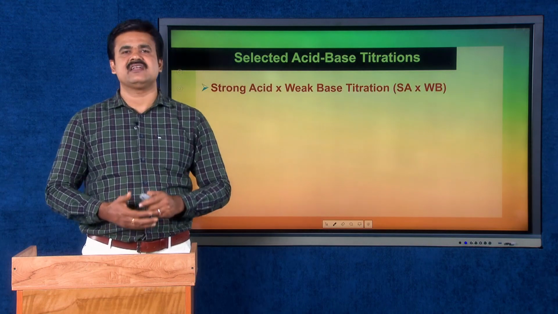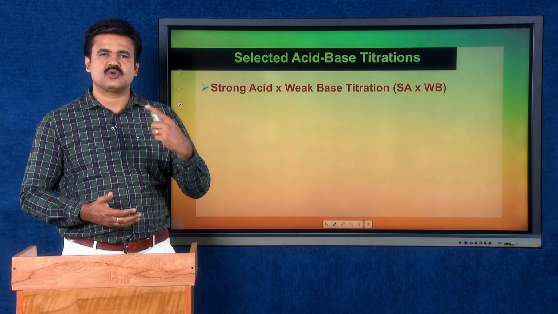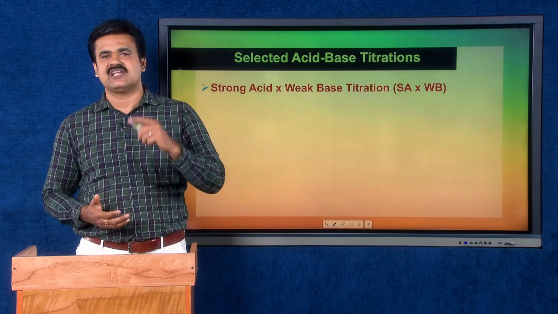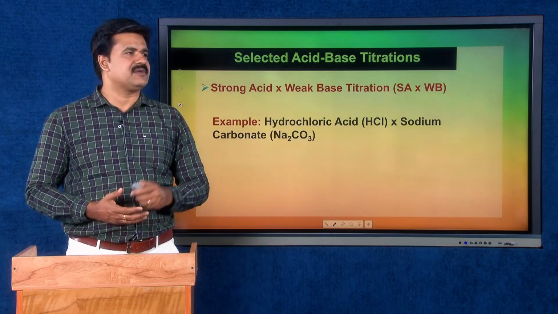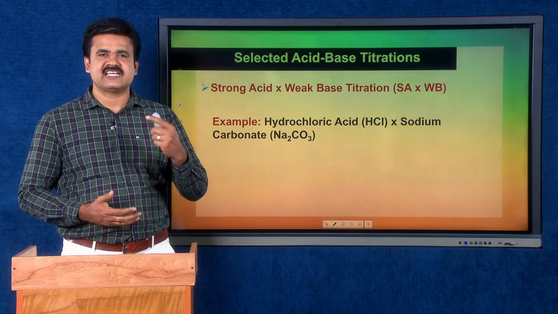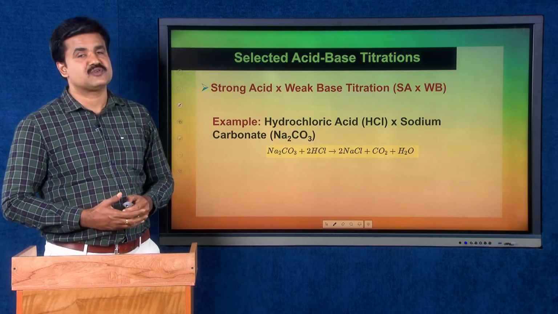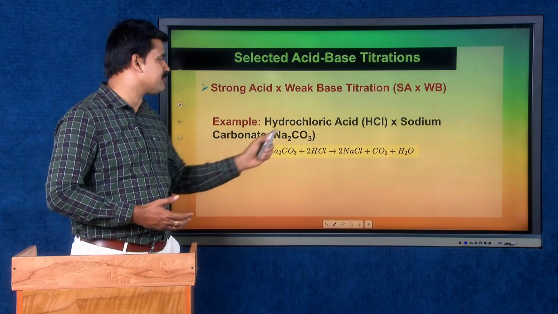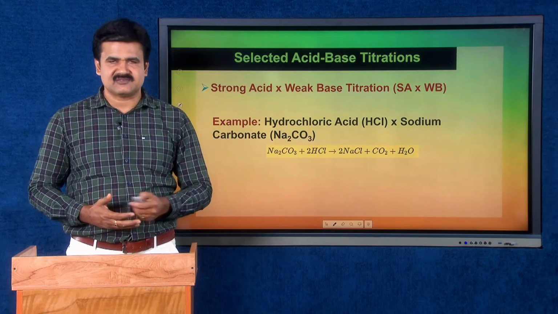And the second type of acid base titration is strong acid against weak base titration, abbreviated as SA against WB. Here, a typical example is hydrochloric acid titrated against sodium carbonate, which is a weak base. This is the expression responsible for the titration: Na2CO3 plus 2 HCl gives 2 NaCl plus carbon dioxide plus water.